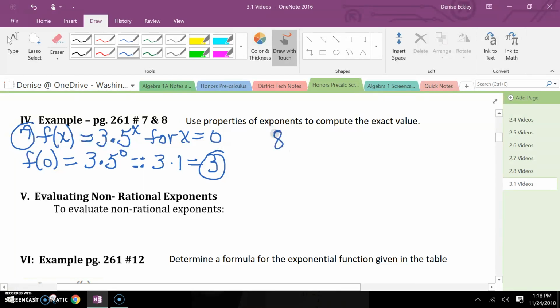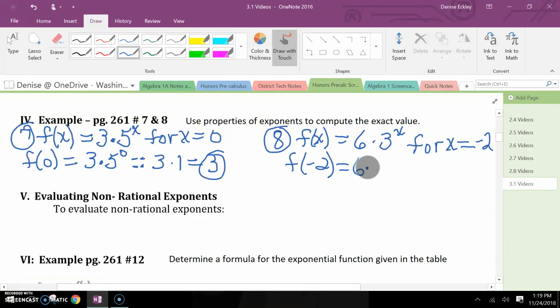And then number 8, f of x is equal to 6 times 3 to the x, and this time x is equal to -2. So we're going to find f of -2. So we're going to have 6 times 3 to the -2 power. Properties of negative exponents tell us that we really have 6 times 1 over 3 squared. So we have 6 times 1/9. So we get 2/3.